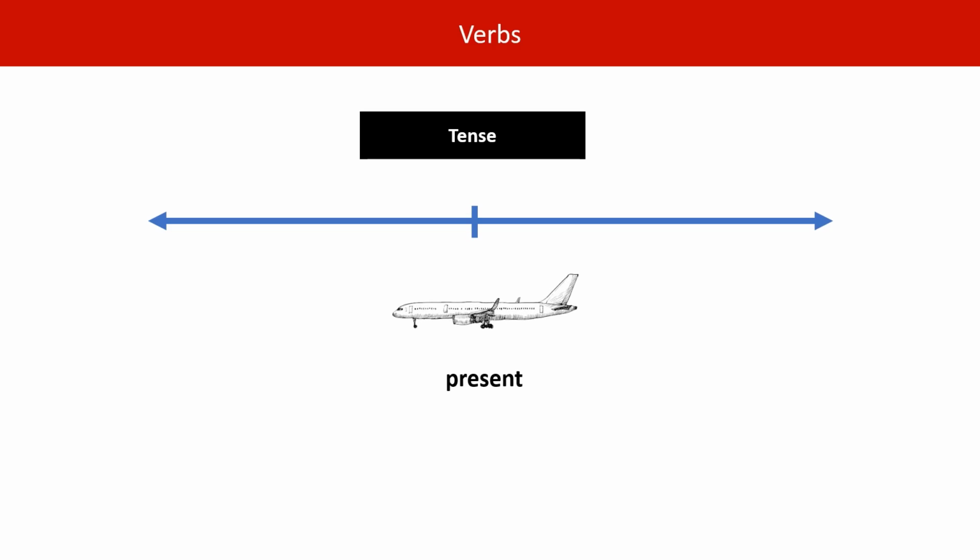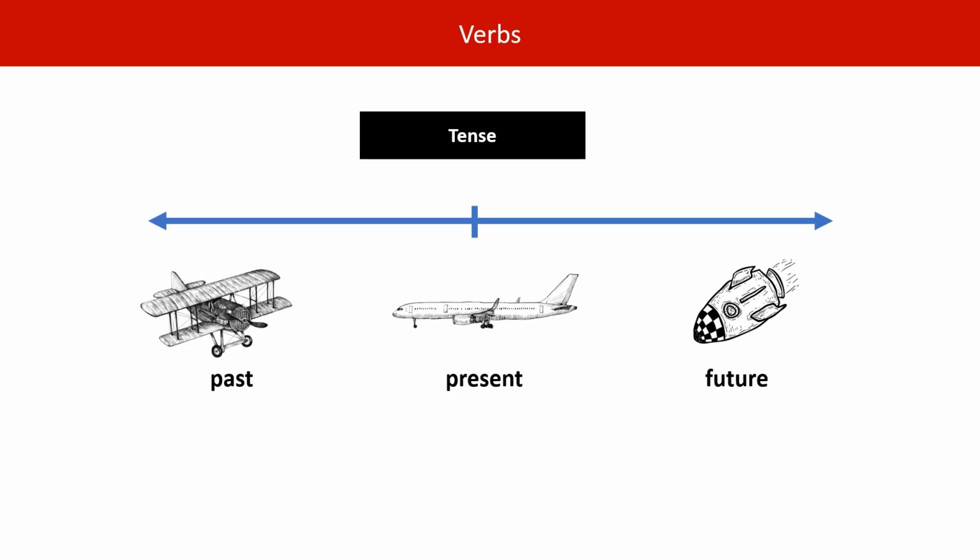Okay, we have a picture of a plane because that's a plane from the present. This is a plane from the past, and this might be a rocket from the future. So this is our timeline. When an activity happens in the present, it is said to be in the present tense. For example, John washes the dishes. He's washing the dishes in the present. That is a verb in the present tense.